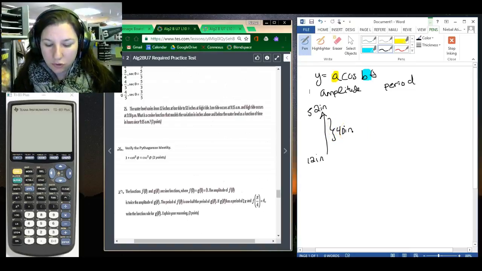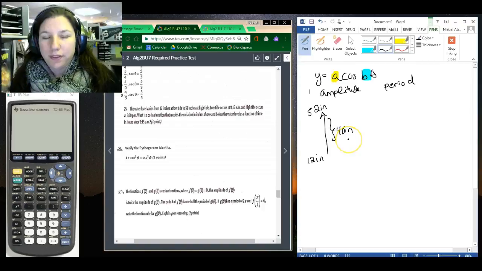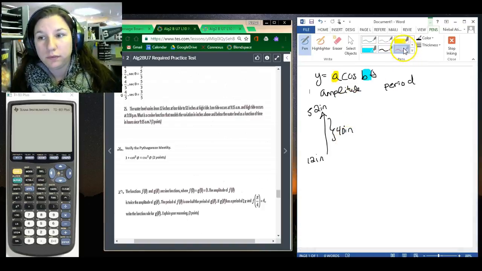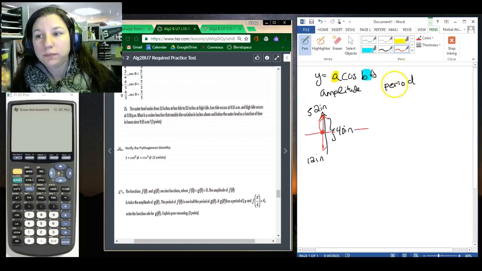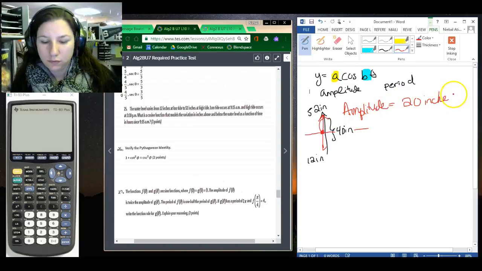So I get an amplitude that is going to be half of that. So that's the total distance. Right, and our amplitude is kind of splitting it in half. It's the distance from the center line to your max and the center line to your minimum. So our amplitude is 20 inches. Let's put that here.